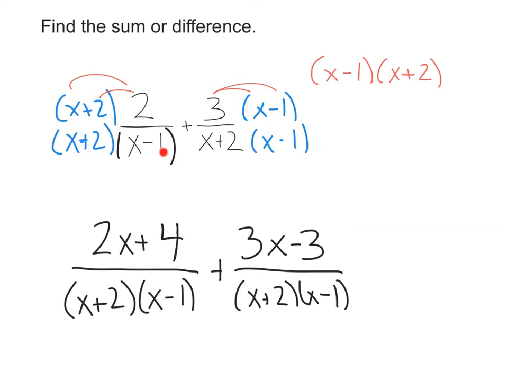Now in handling the denominators, it's best not to distribute everything out. You'll notice I just left x plus 2, x minus 1 and x plus 2, x minus 1. Not distributing these out is going to save a lot of time, and it's going to help with canceling later in case we need to simplify.